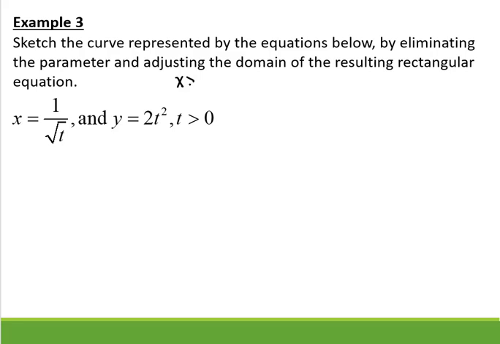I need to solve one of these equations for t and plug into the other one. I'm going to flip this, so I make root t equal to 1 over x. Basically, I just cross multiplied and divided by the x. I now square both sides. Now I have something for t that I'm going to plug into that equation.